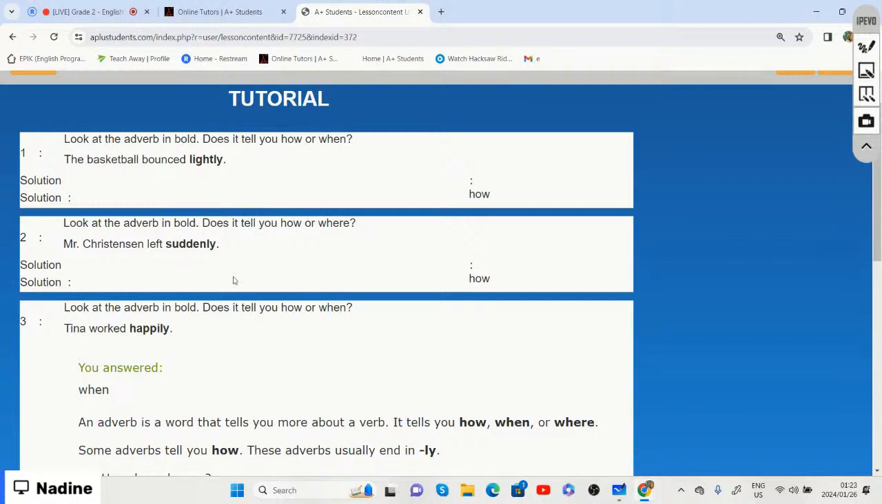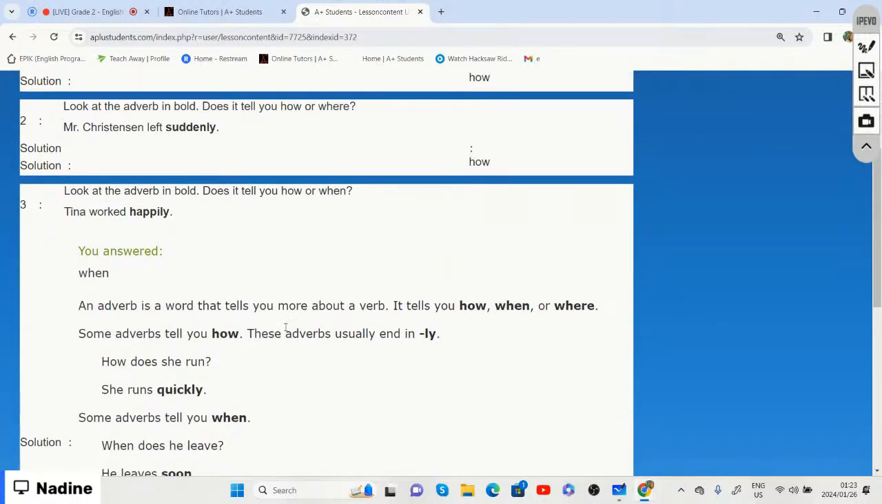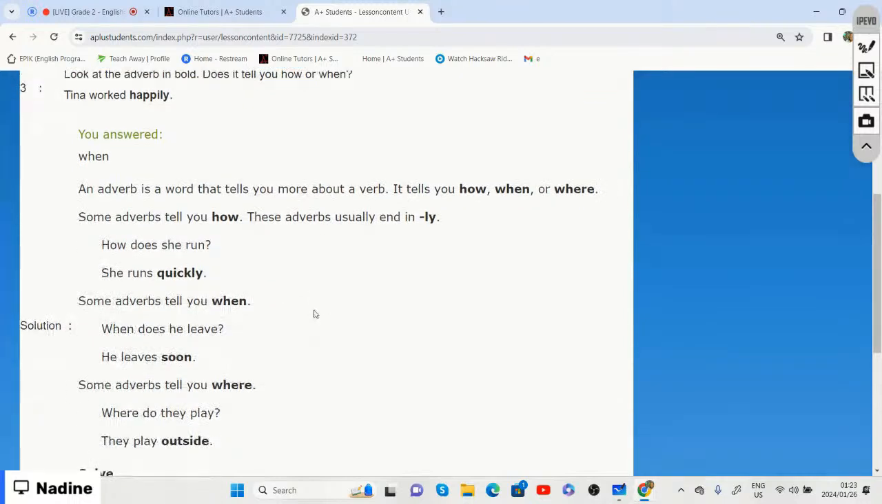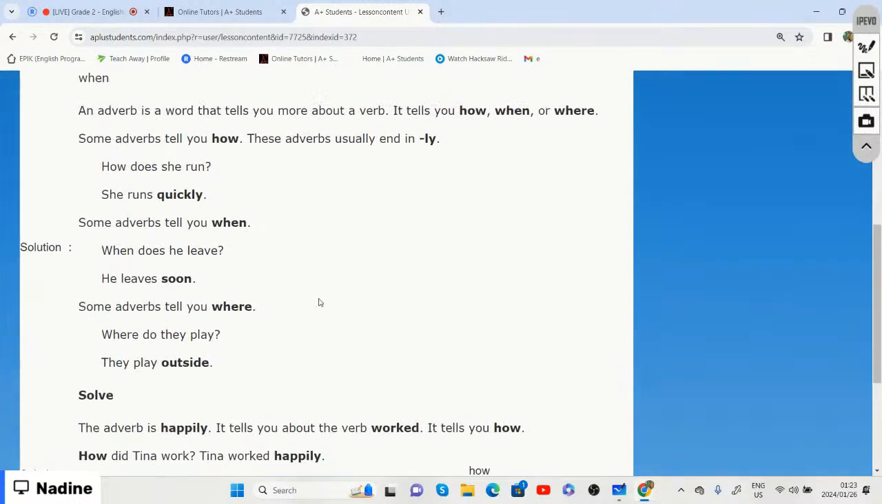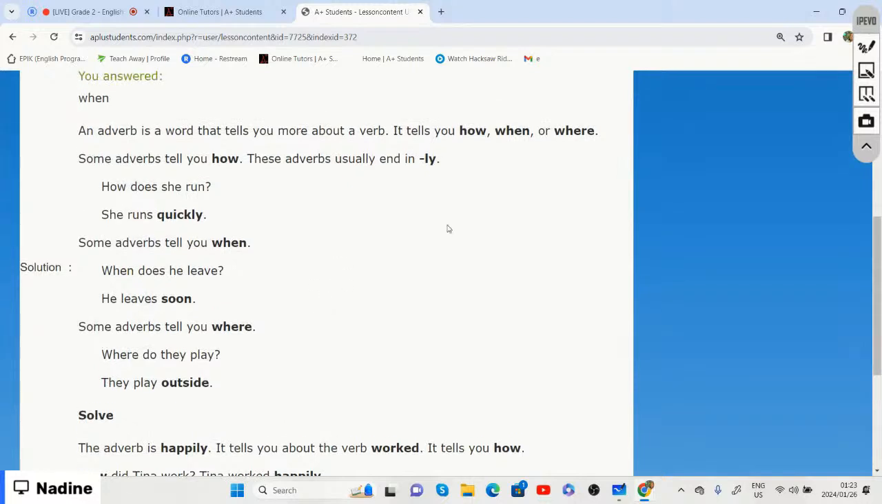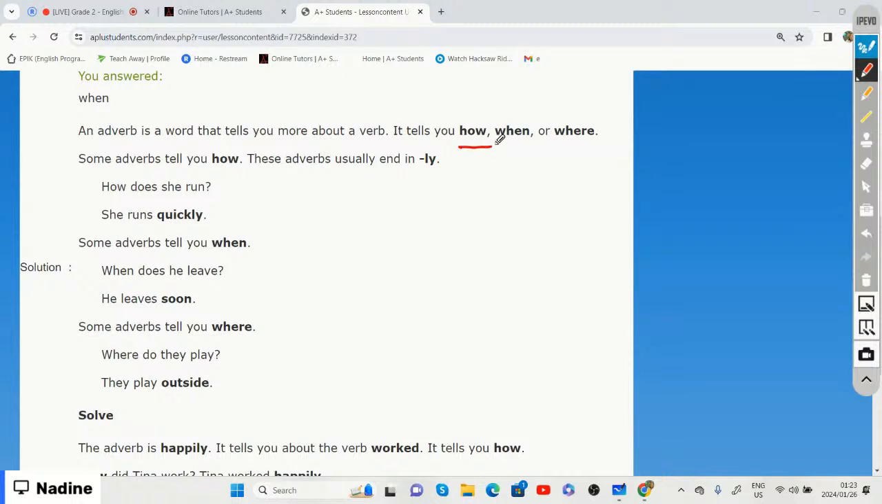All right. So we said an adverb is a word that tells you more about the verb. And adverbs tell you how, they tell you when, or they tell you where. And we see that some adverbs that tell you how, these words end in ly.